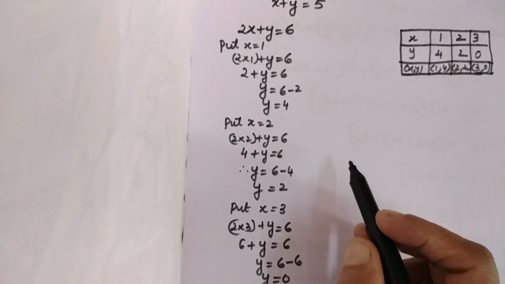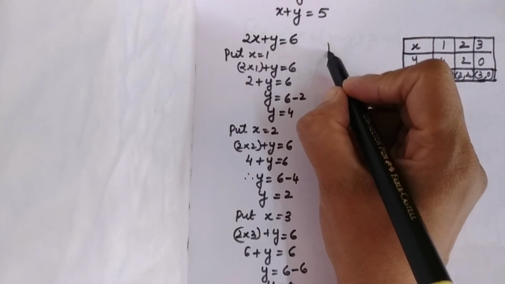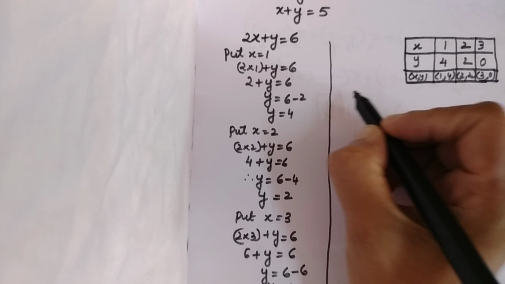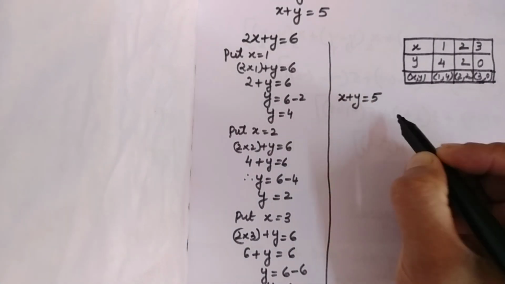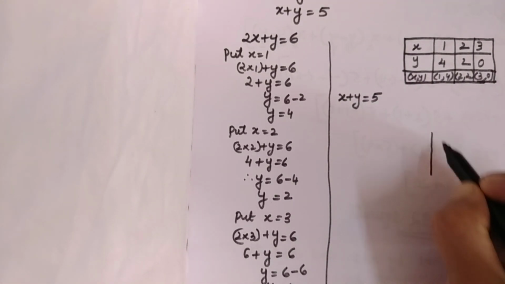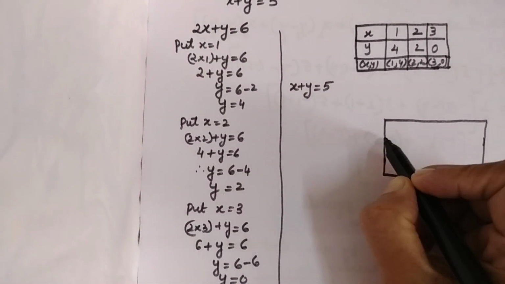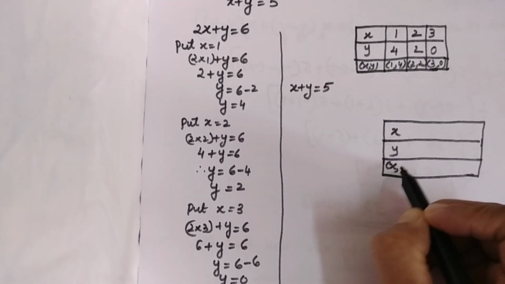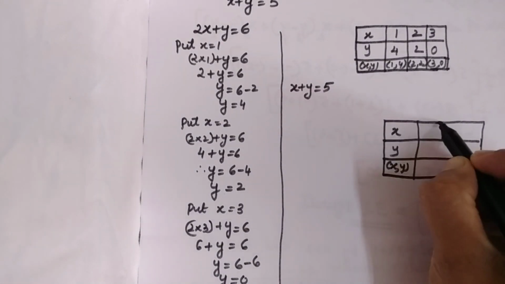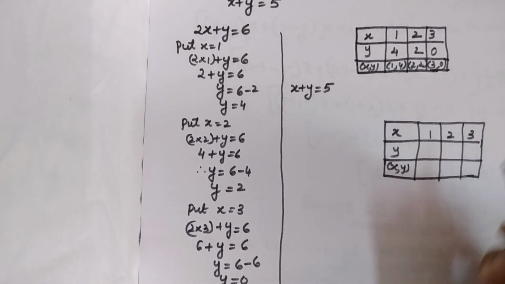In the same way, you have to take the second equation. The second equation is x plus y equal to 5. I am going to write it here. X plus y equal to 5. Now, for this, you have to make another table for the values for x and y, x, y, and coordinate xy. You can put the value for x as 1, 2, and 3.